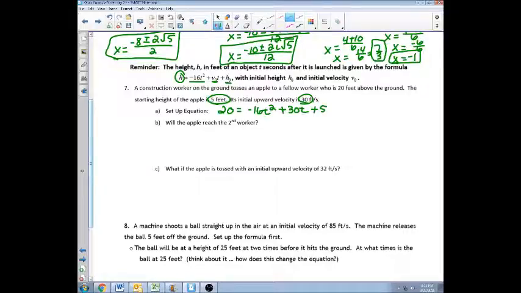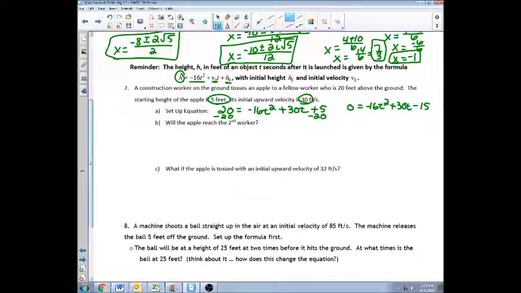Now, what I need to figure out is, every time I do a quadratic formula problem, I always set it equal to 0, right? So I need to subtract the 20. That would leave me with 0 equals negative 16t squared plus 30t minus 15. It's asking, will the apple reach the second worker? What that means is I'm going to use my discriminant.